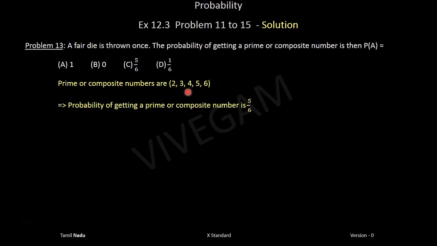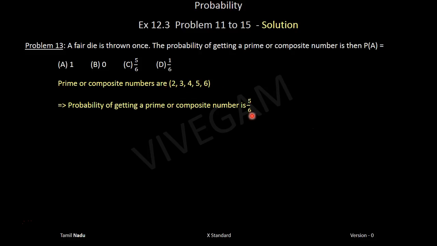Okay, therefore, probability of getting a prime or composite number. So, how many ways you get? These are all favorable outcomes. So, how many favorable outcomes are there? 1, 2, 3, 4, 5. So, there are 5 favorable outcomes. How many outcomes are there altogether? It's only 6. No, it's one. Add 1 to it. 1, 2, 3, 4, 5, 6. Yes, when a die is thrown, you can get 1 or 2 or 3 or 4 or 5 or 6. So, there are 6 outcomes.